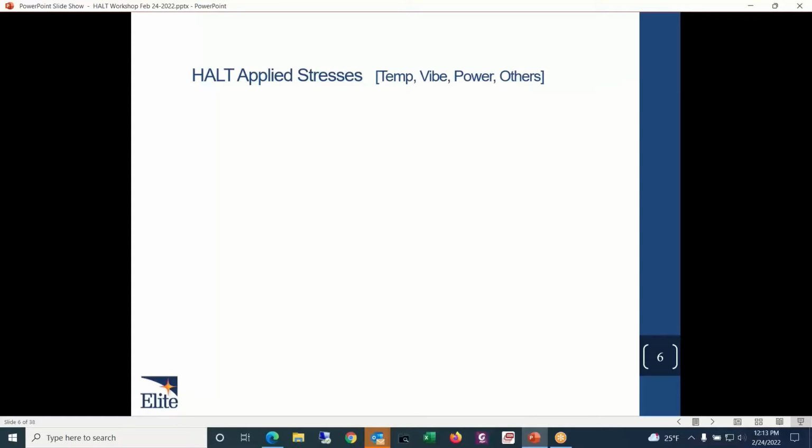HALT, right? There's a series of applied stresses that we have available to us, and they are temperature, hot and cold, and vibration. We can also cycle power, and we can change loads to create different current draws on the products. There's a number of things that we can do, but we can't do everything, and products sometimes need to be evaluated for multiple stresses beyond just these.